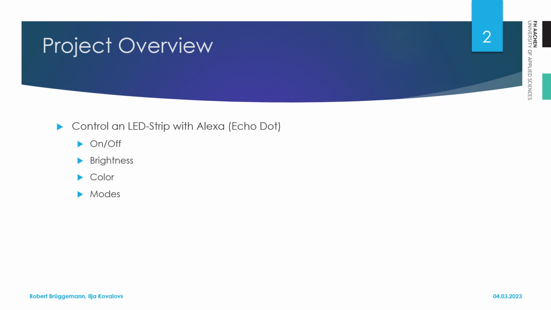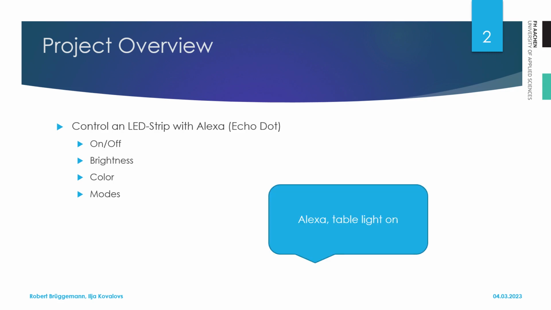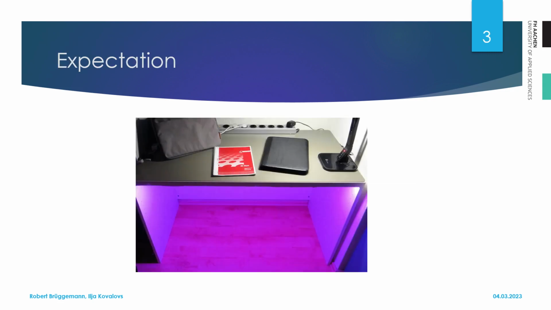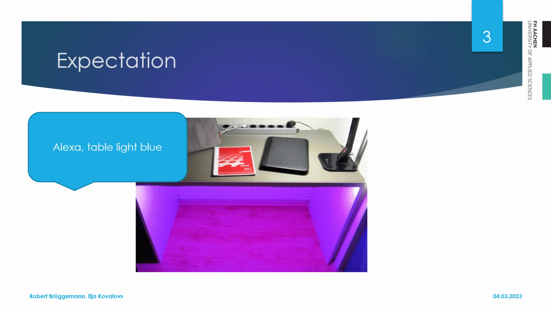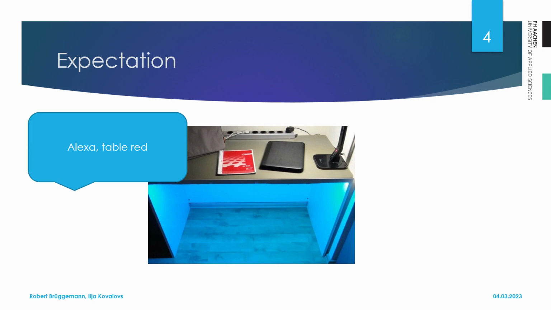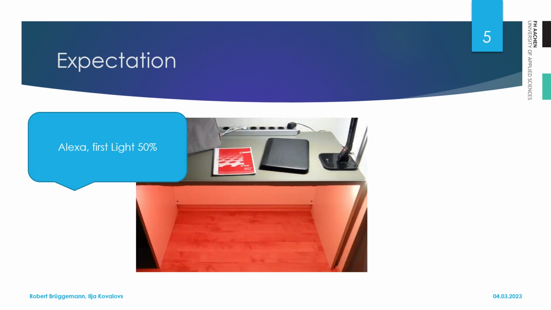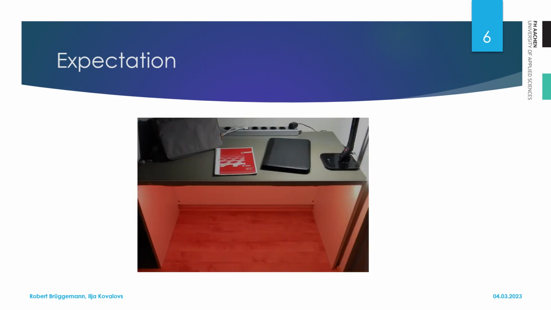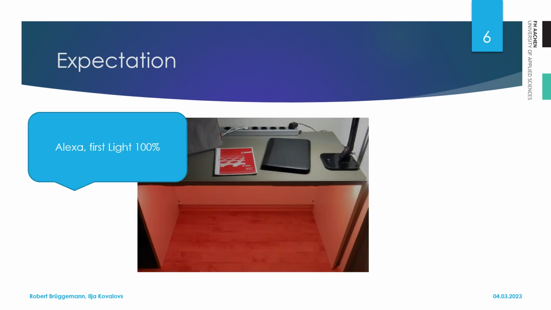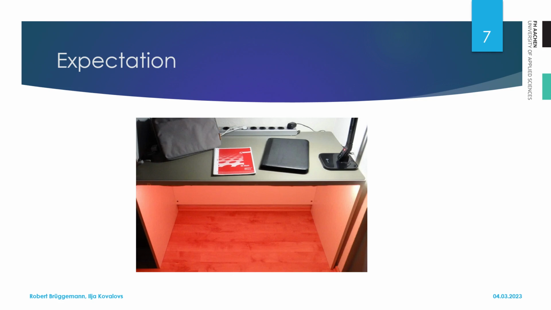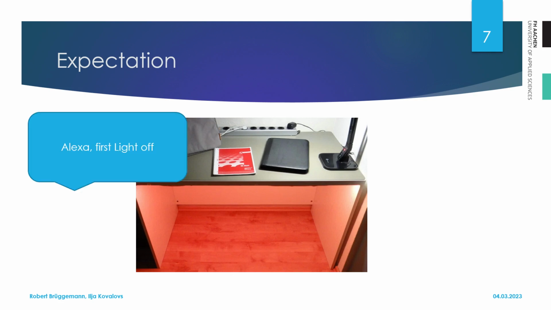So we can talk to Alexa and it will turn the LED on. So it's getting on. We could tell Alexa to switch colors, and we could also tell Alexa it should set the brightness. Now it should get darker. And now we switch back to brighter lighting. And we should, of course, also turn it off.